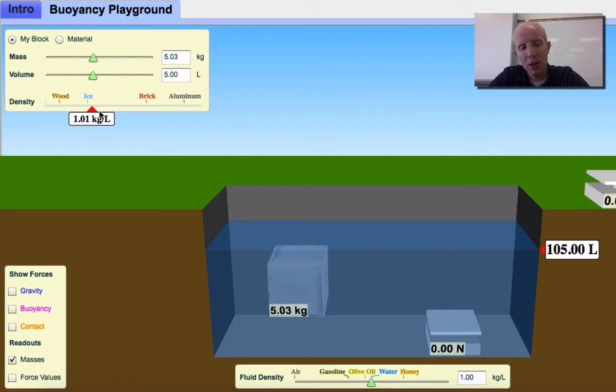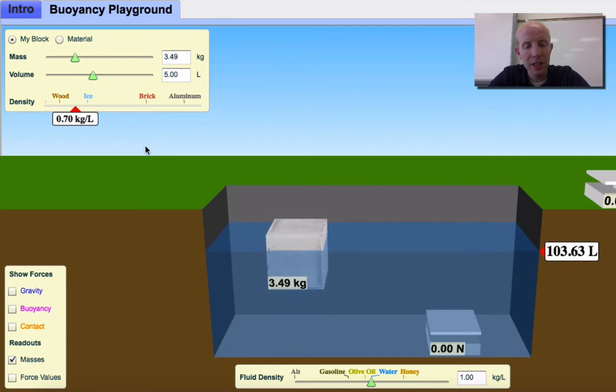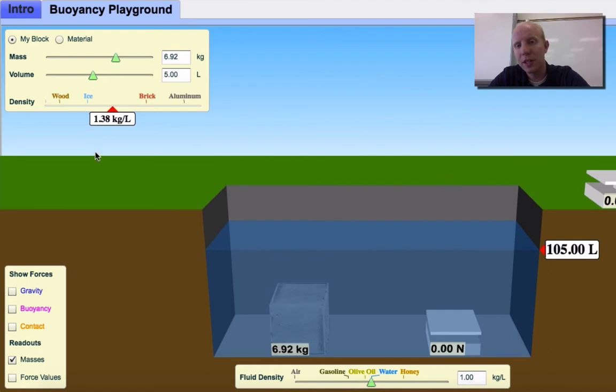So the key here is anything less than or equal to 1 kilogram per liter will float. Anything greater than 1 kilogram per liter will sink. Now you may think this is just a coincidence that it's at 1 kilogram per liter, but this is how they define the kilogram. It's how much mass water has in a given liter, which was 1 kilogram. That's how they initially defined it. So if something's less dense than water, it floats in water. If something is more dense than water, it sinks in water. So pretty straightforward stuff.